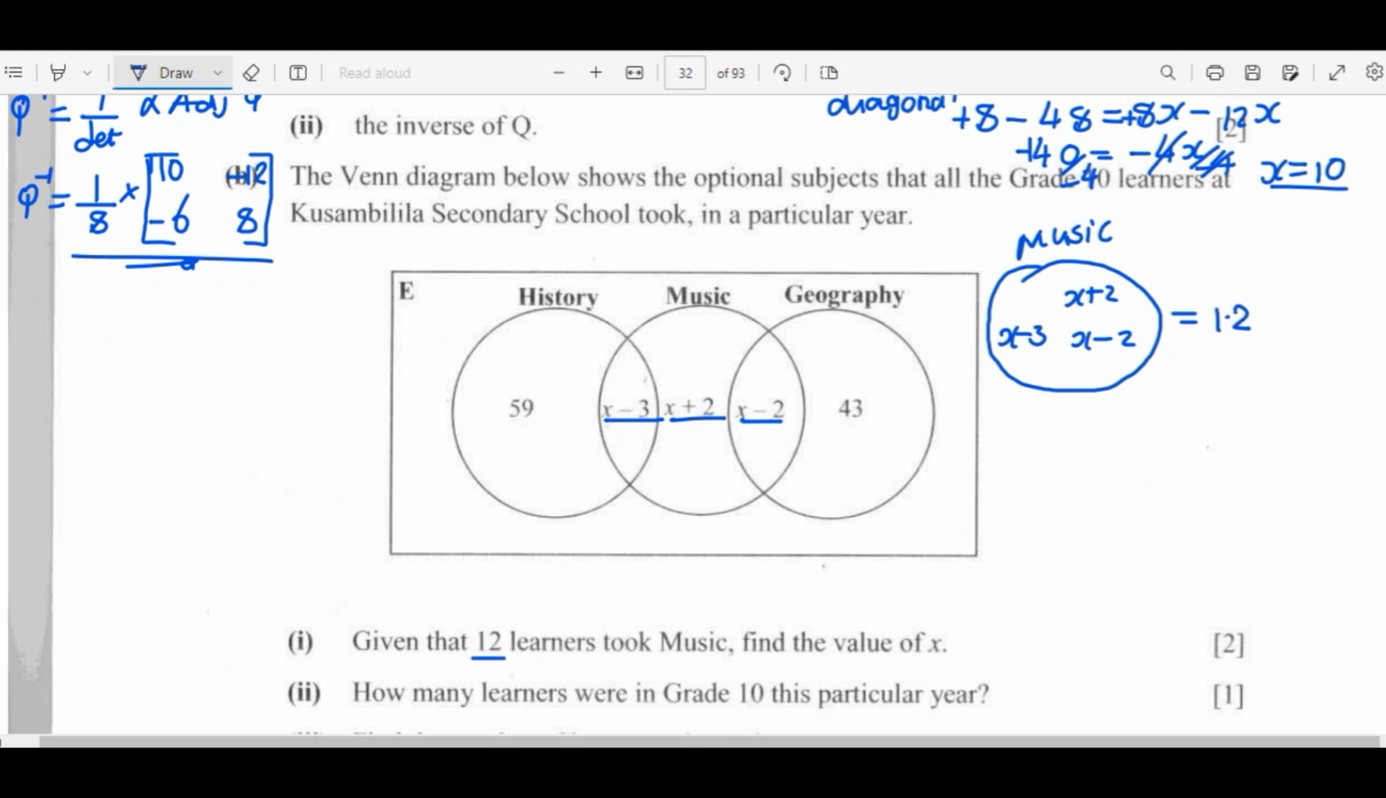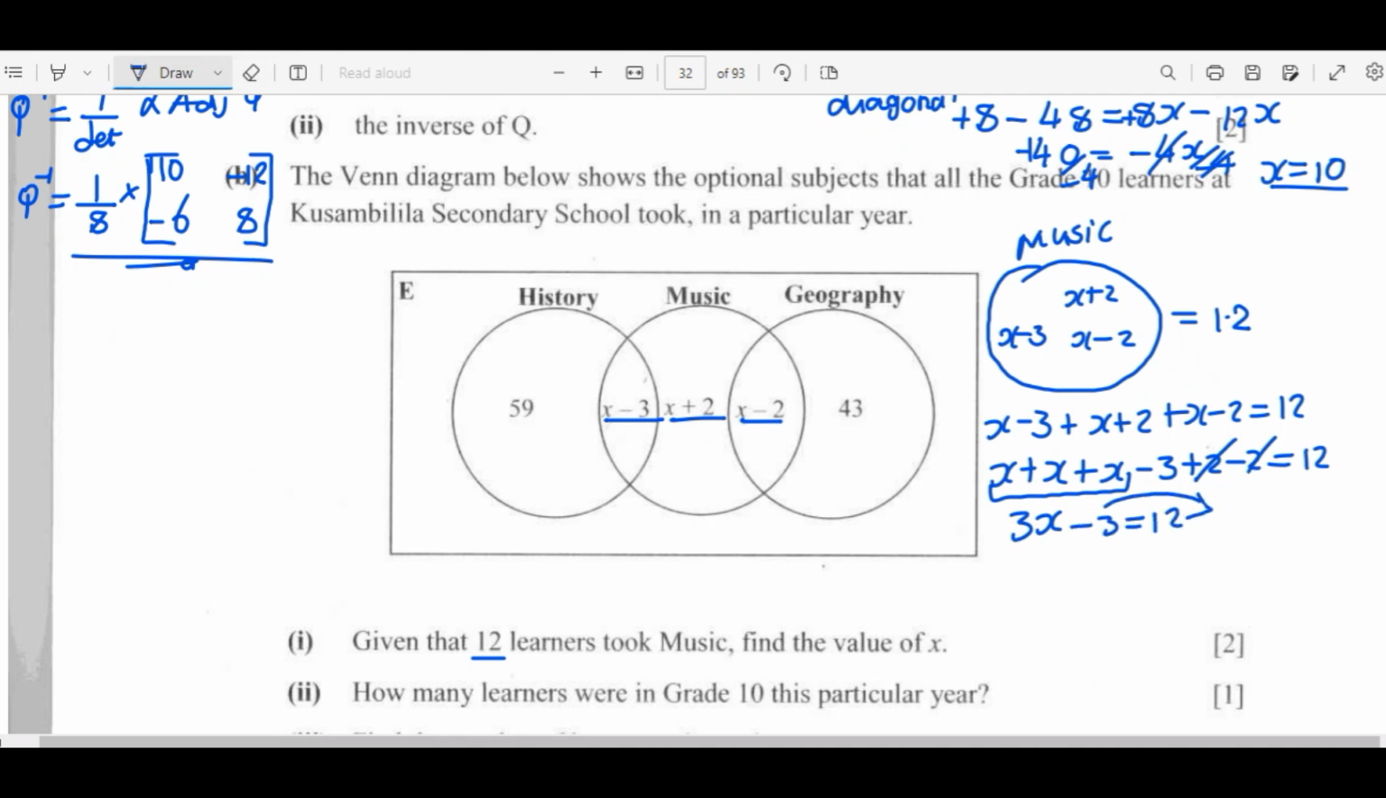Right, so we are going to put x minus 3 plus x plus 2 plus x minus 2 is equal to 12. So I'm going to collect the like terms. So x plus x plus x. Then here we have negative 3 plus 2 minus 2. So we can cancel this. We know 2 minus 2 is 0. Then x plus x plus x will give us 3x. So we have 3x minus 3 is equal to 12. We shift negative 3 to the right side to change from negative to positive 3. 12 plus 3 is 15. We divide by 3, also here by 3. So 3 into 15 is 5. So x is equal to 5.